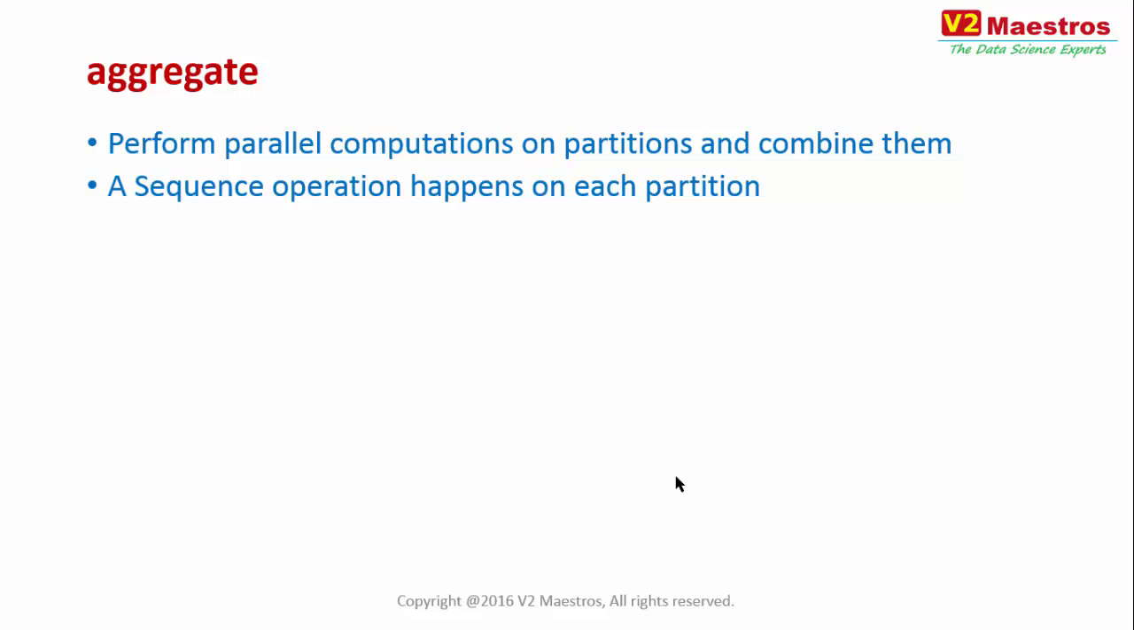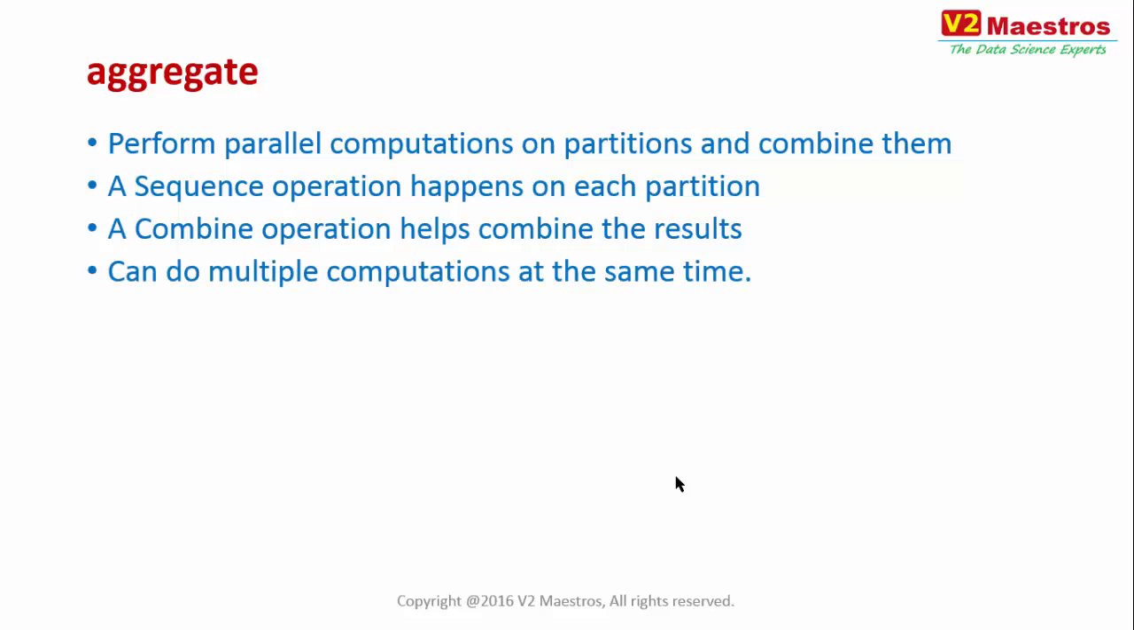So it has two operations that it can perform. There is a sequence operation, which is performed individually on each partition, which means it can actually happen in parallel across all partitions, right? And then there is a final combine operation, which combines the results of the individual sequence operations across partitions and produces a global result. So there is the sequence operation first, and the combine operation second.